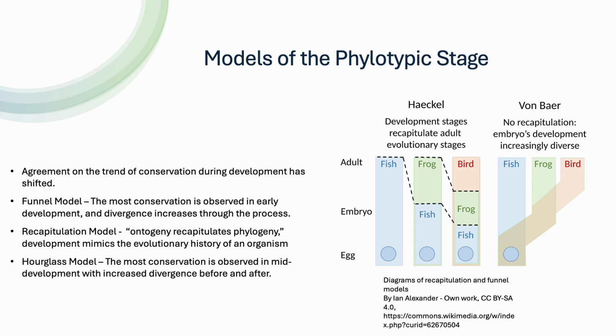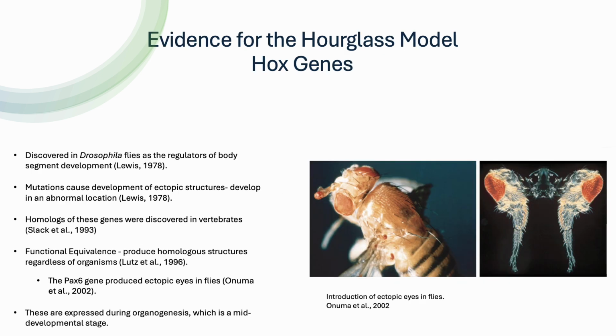A recapitulation may look something like a mammal embryo, initially resembling an aquatic creature, then a reptile, and finally a mammal, reflecting its evolutionary history. The final model we'll discuss is the hourglass model. This model proposes that the most conservation is observed in a mid-developmental stage, with increased divergence between organisms in early development and late development. One important milestone in the synthesis of the hourglass model was the discovery of Hox genes.